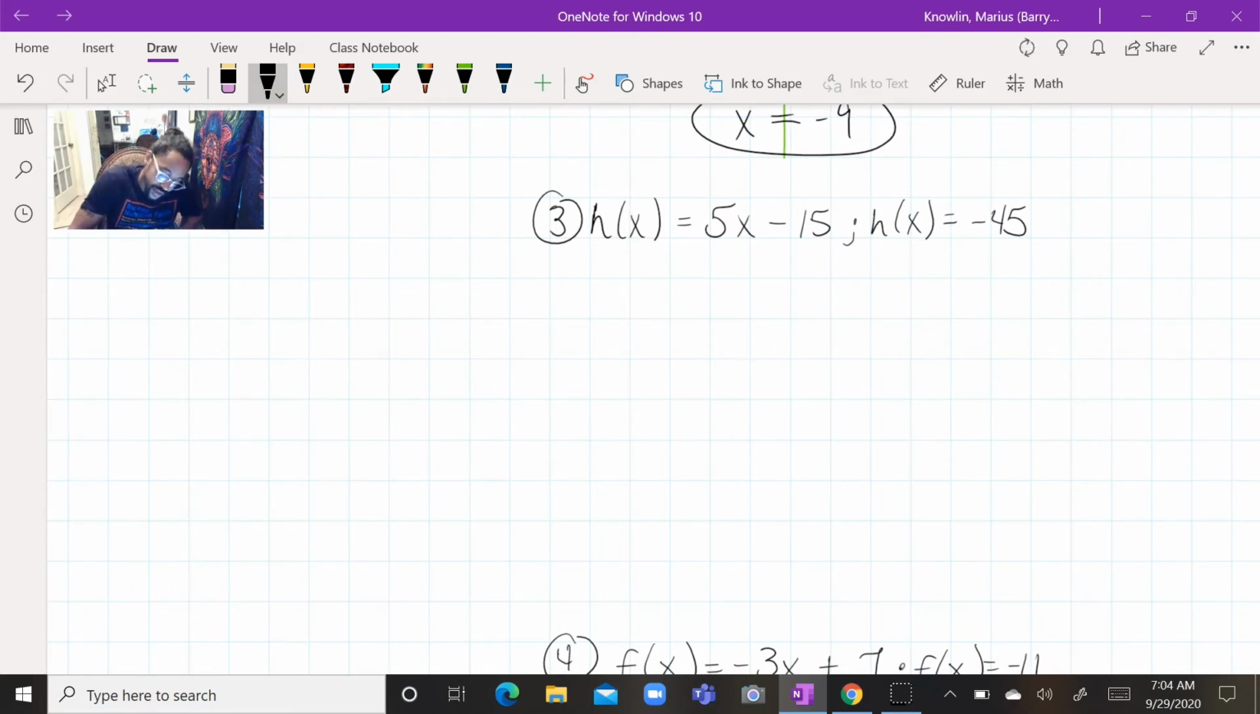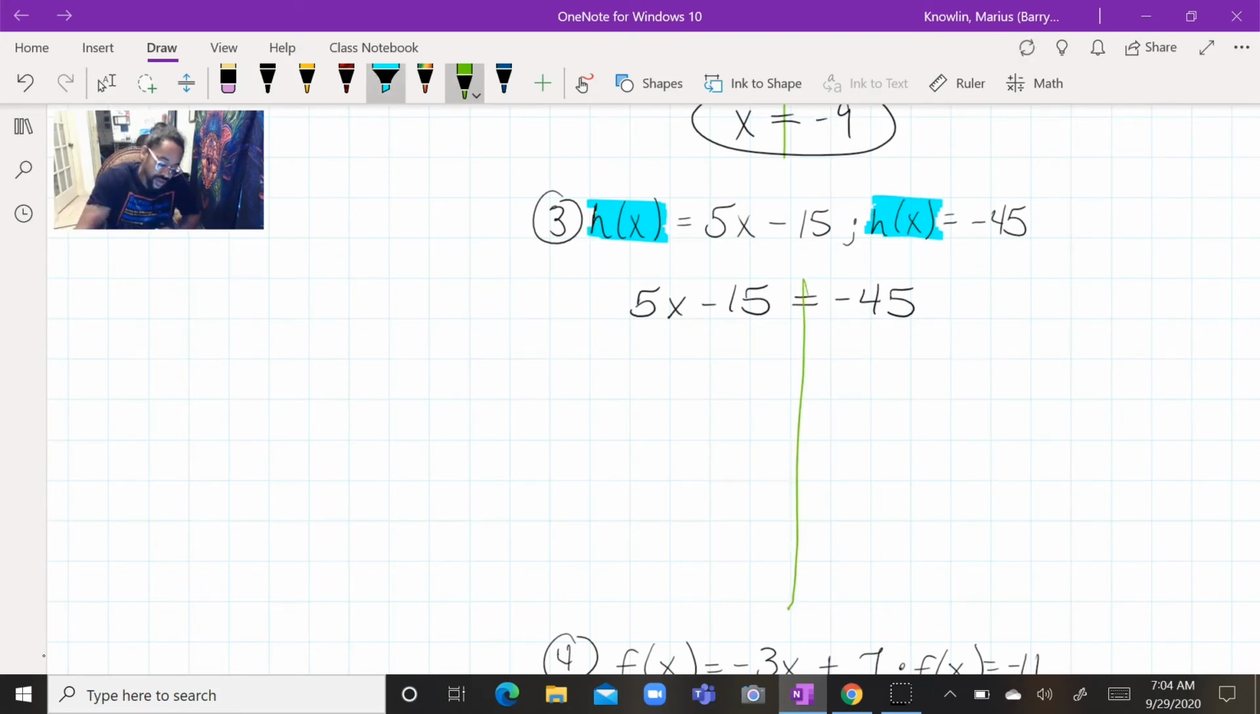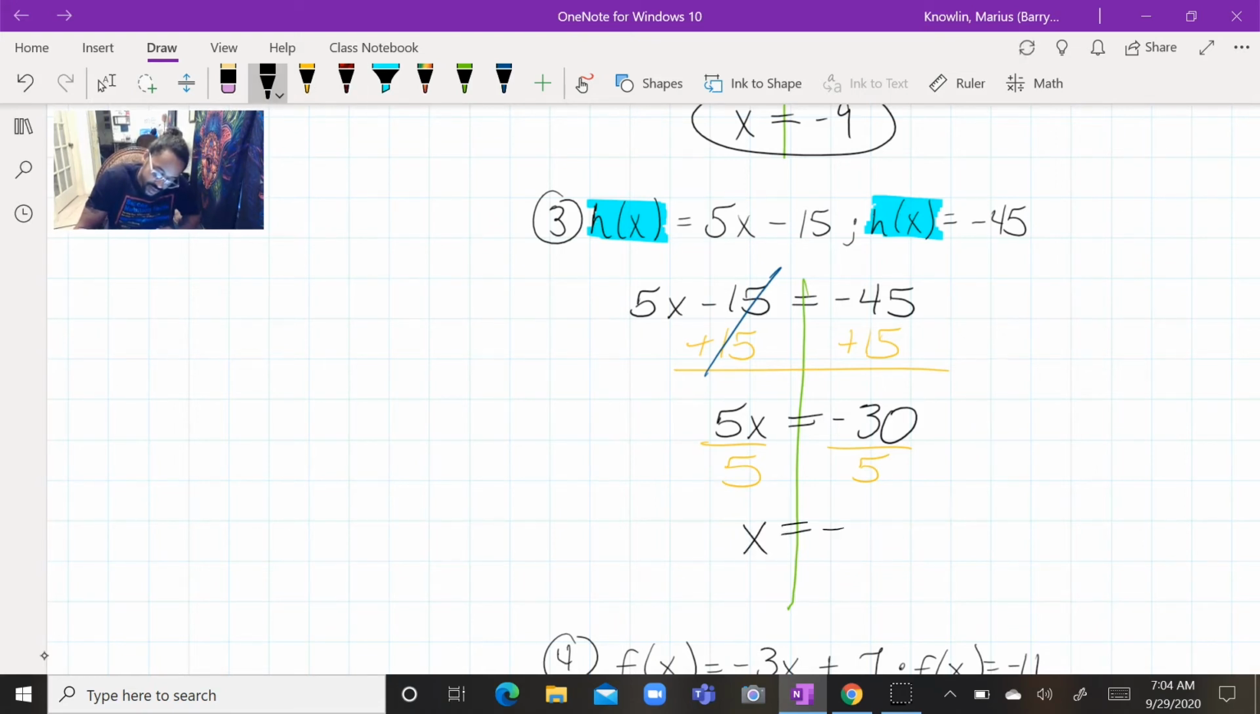Obviously, we're doing the same thing here. We're going to set 5x minus 15 equal to negative 45. So 5x minus 15 equals negative 45. We're going to split our equation in two, and we start solving by adding 15 to both sides. Once we do that, 15 is canceled out. We're left with 5x equals negative 30. And our last step is to divide both sides by positive 5. That's going to give us x equals negative 6 because a negative divided by a positive is a negative.